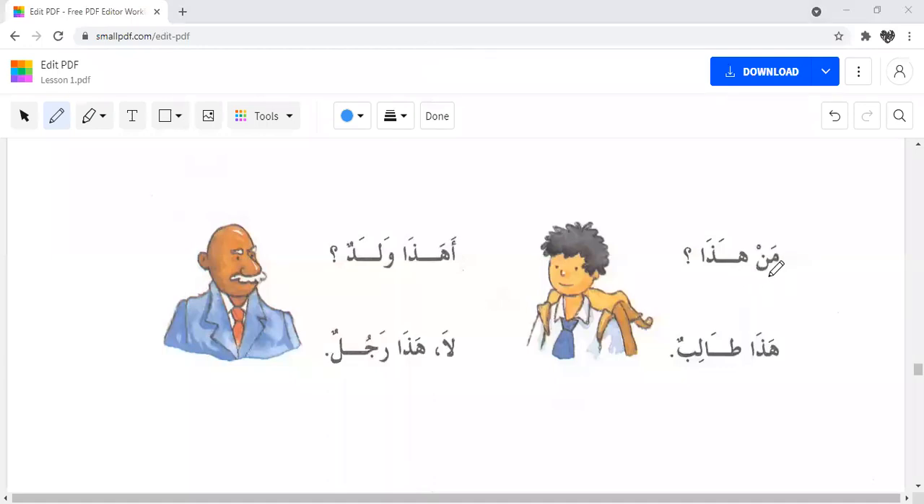Okay, Sylvia, can you please read this part here? Man hada, who is this? Hada talib. This is a student, or he's a student? Yes, he is a student. Yep. Hada walad. Is this a boy, or is he a boy? La, hada rajul. No, this is a man.